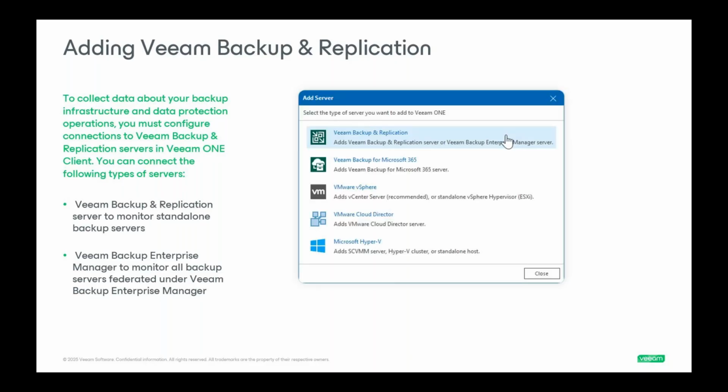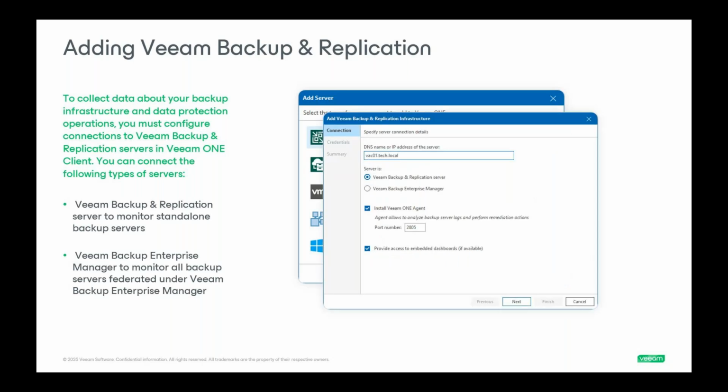So steps to configure this, you would just go into the top left file menu button there and click Add Server. You're going to be seeing the screen here on the right, and we'll just go through adding the VBR server. So you'll click Veeam Backup and Replication. You're going to specify the connection details. You can use DNS name or an IP address of the server itself. Specify if it is a VBR server or an Enterprise Manager server. And then we're also going to be installing the Veeam ONE agent. That's going to be to analyze those logs and perform any actions through alarms if you want to take any remedies that you can set up.